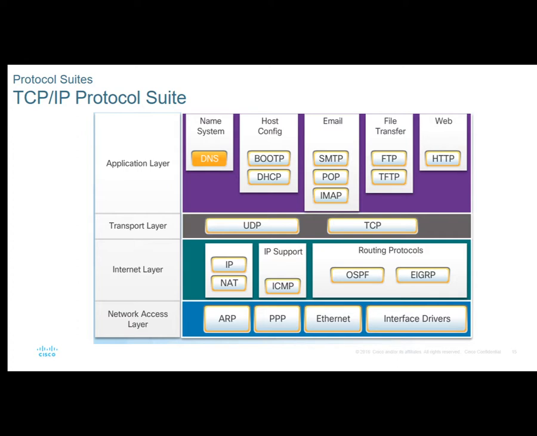And then there are other routing protocols like OSPF or EIGRP, which are routing protocols for Cisco switches and stuff. IP support uses ICMP, and there's IP and NAT, which is network address translation. Those help in the network layer with routing traffic around. And then our network access protocols, PPP and Ethernet, these are also protocols.